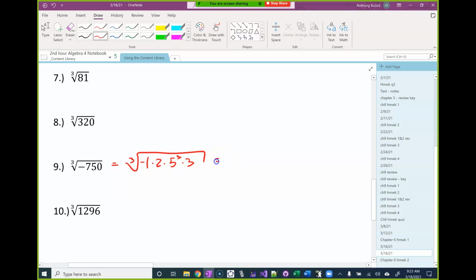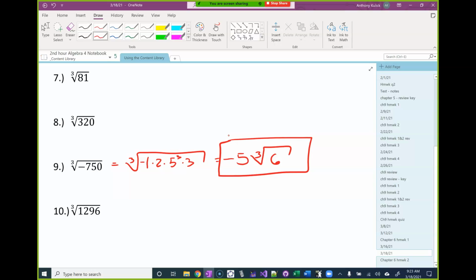So I know the cube root of -1 is just -1, so I'm going to take a negative sign out front. The 5 to the 3rd is a perfect cube, so I'll take the 5 out front. And that leaves me with just the 2 times 3 left underneath the radical. And I'm done. Does that feel okay there?